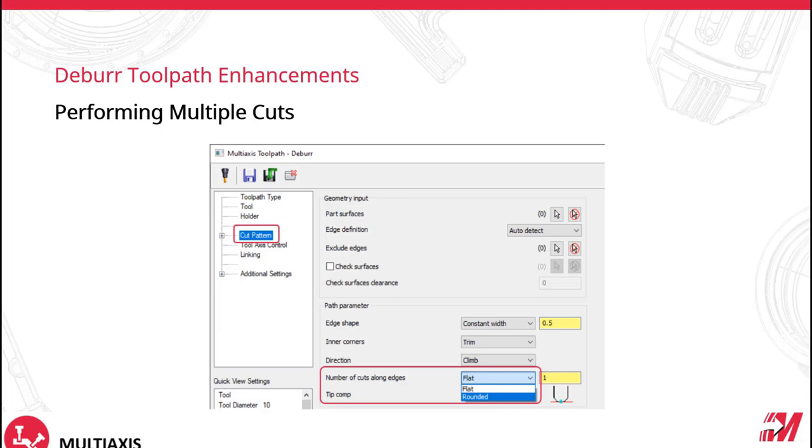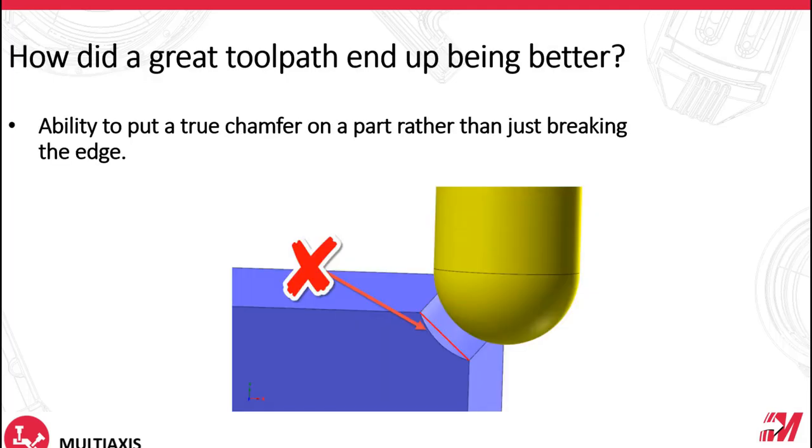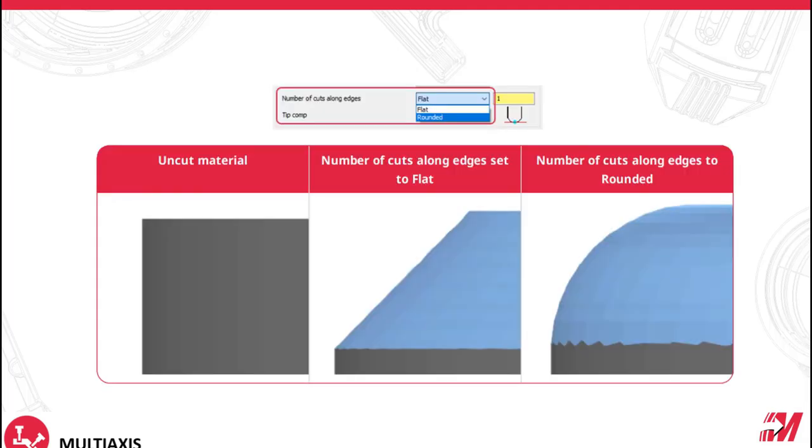Instead of one cut along the edge, now we can take multiple cuts to really get an actual chamfer or an actual radius on the part. And kind of what I'm talking about here was this situation here. When we went and deburred something, that's what we got. So if we wanted an actual chamfer, we got a slight radius on there. Sure, it was breaking the edge, it was doing what we probably wanted it to do. We just weren't getting the results that we actually were probably striving for.